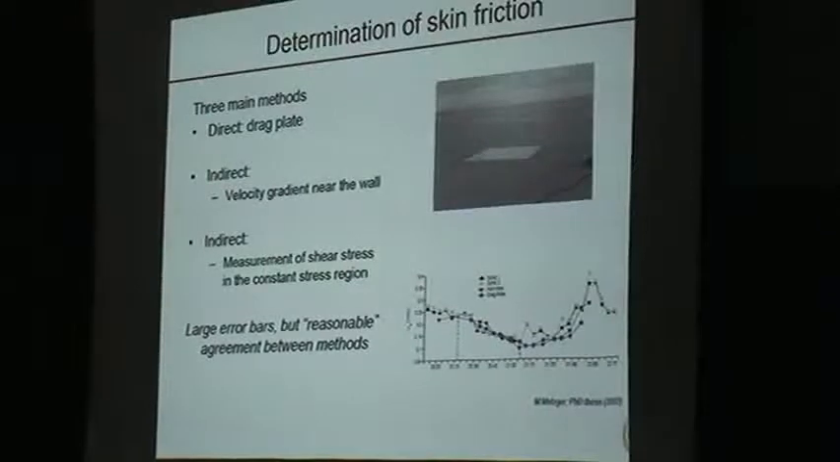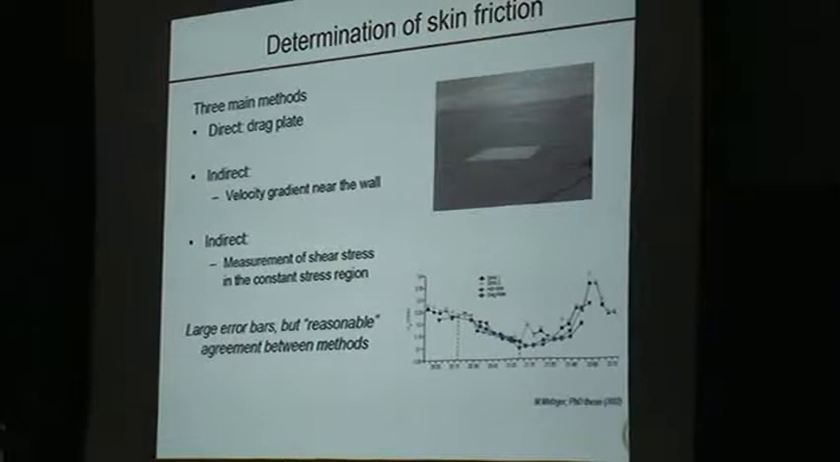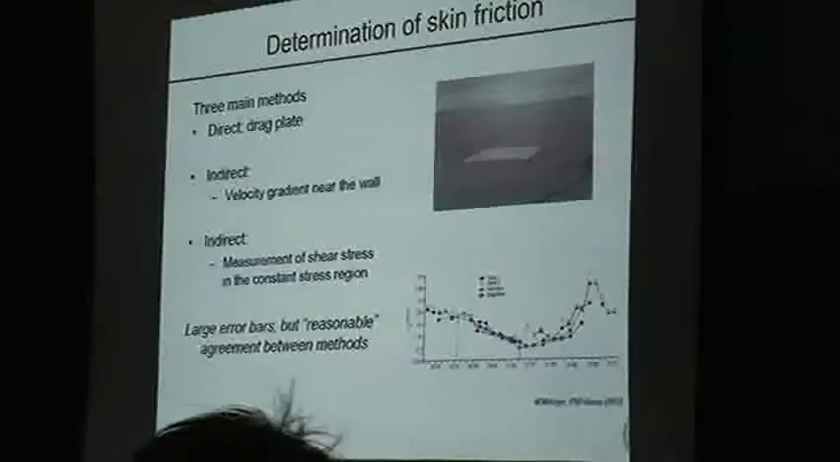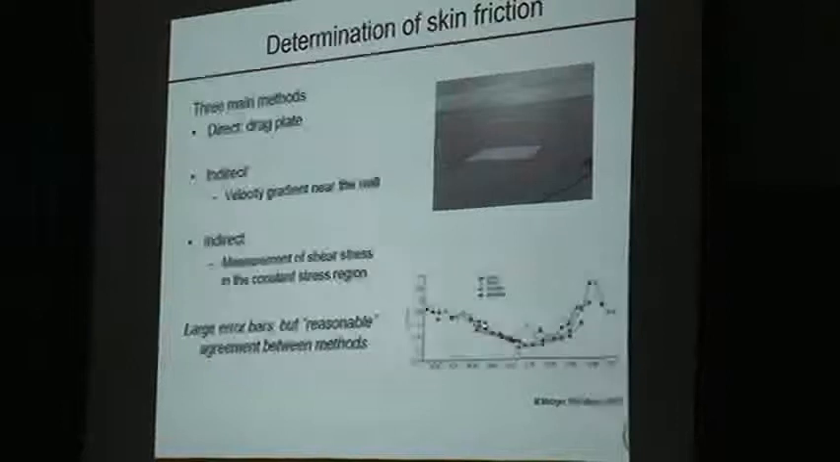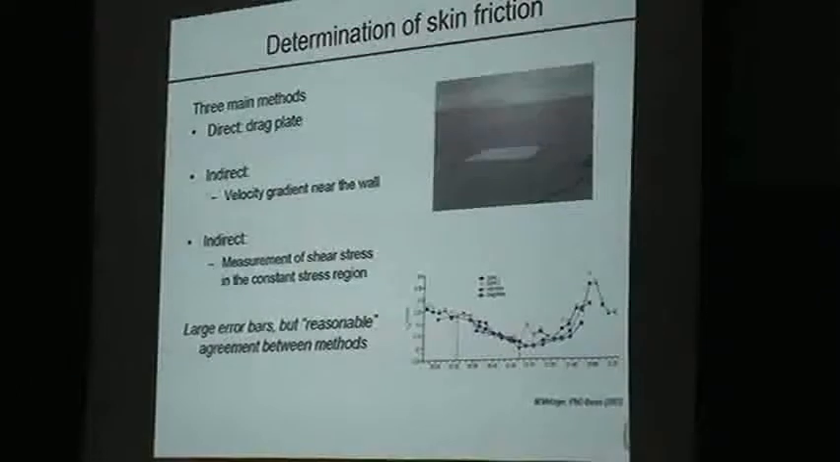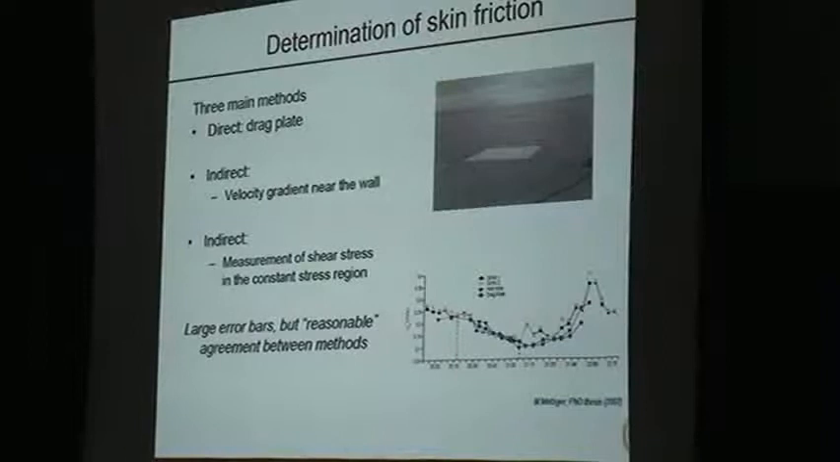So here are some data. You can see this is over a couple of hours. The black and the grey here are from sonic anemometers, so they're measuring the Reynolds stress, and then assuming it's a constant shear stress from the wall, backing out U-tau. Then the red is the hot wire measurement, so this is the second point where I'm using the velocity gradient near the wall to get the shear stress. And then blue is the direct measurement of the drag plate. So the first thing you see is that they're in pretty good agreement. Okay, there are error bars.